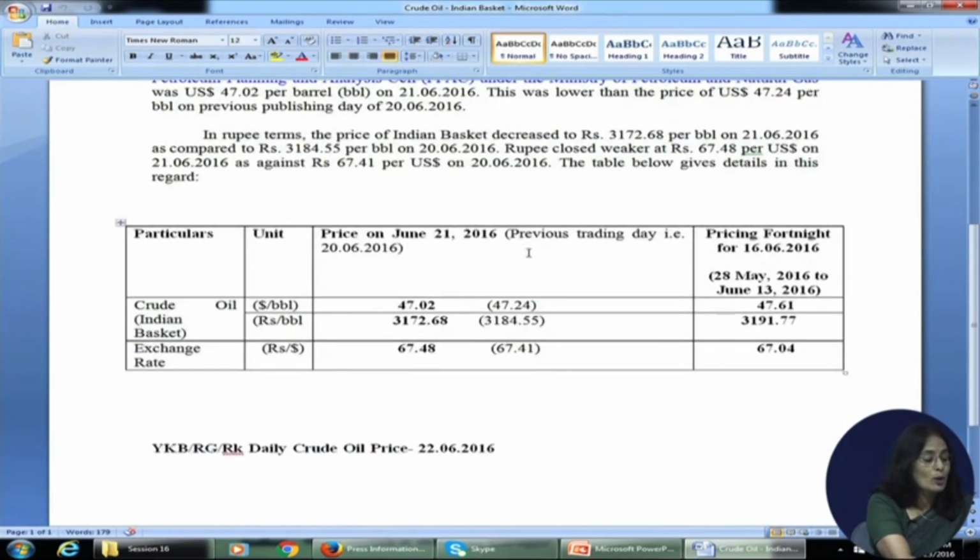So, what is the crude oil price? It has taken 47.02. This is the price prevailing on June 21st, 2016, multiplied by the exchange rate prevailing on that day, the RBI reference rate, 67.48 rupees per US dollar. So these two multiplied, 47.02 multiplied by 67.48, gives the INR price, the rupee price of a barrel of crude oil.